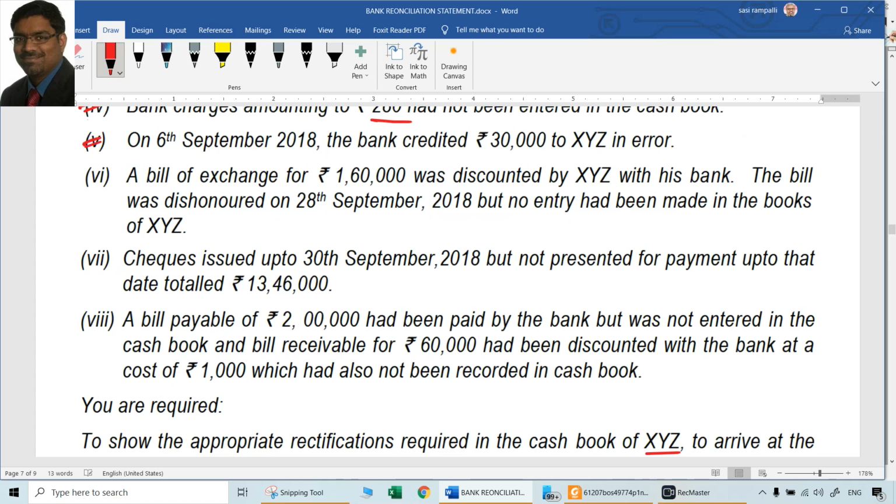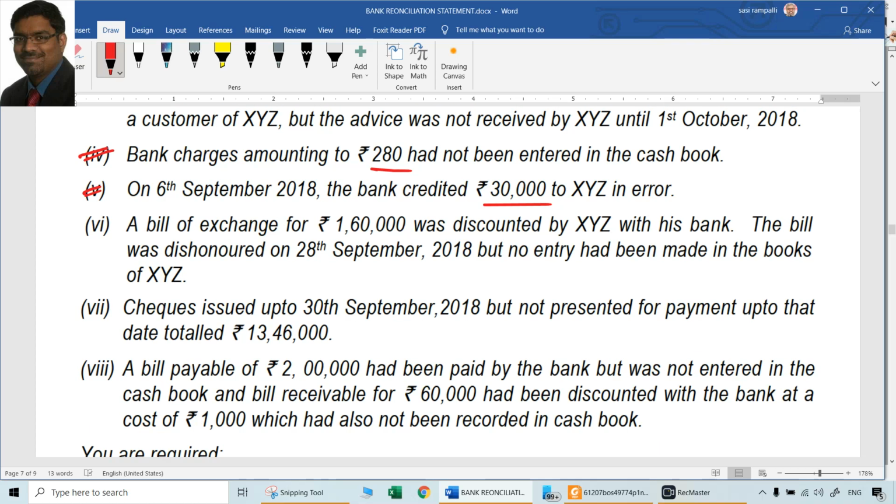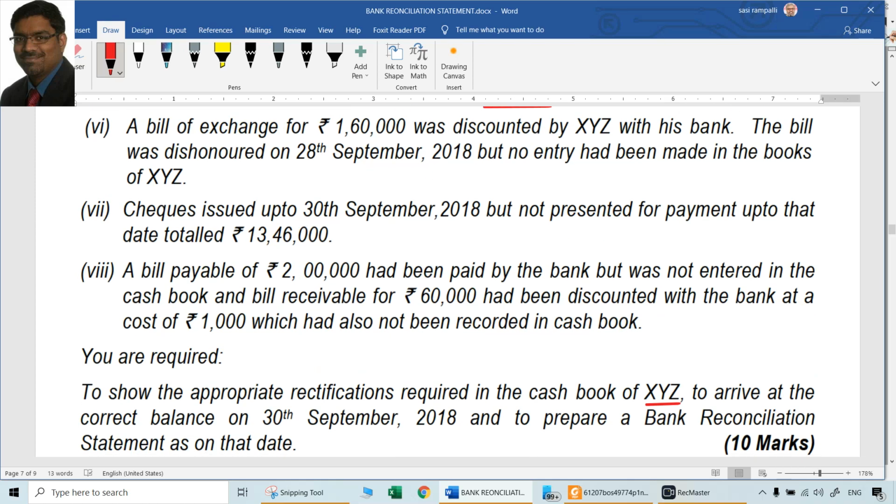Then the fifth point is that on 6th of September, the bank credited 30,000 rupees to XYZ in error. It is not our mistake. We cannot rectify this error in our cash book. It has to be a reconciliation item only. That is the bank's mistake. So the first impact is not with us. The first impact is with the bank, because of which the passbook balance would have been more, because the bank credited our account by mistake. Passbook balance is more means cash book balance is already less to this extent.